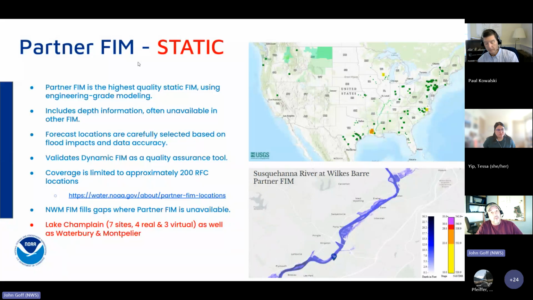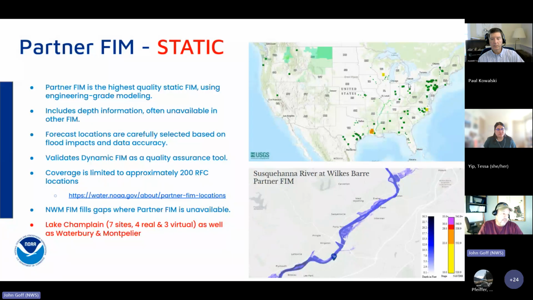It includes depth information, often unavailable in a lot of this other FIM. So when we look at a lot of this other water model FIM, it's going to show inundation, but it's not going to show how deep it is. This partner FIM will show how deep it is. The forecast locations are carefully selected based on flood impacts, data accuracy, and also whether a town or a community had money to develop this. And it can help validate the dynamic FIM. If the dynamic FIM is way off, then I would be very careful around a partner FIM site, because the partner FIM is pretty much the vetted, good stuff.